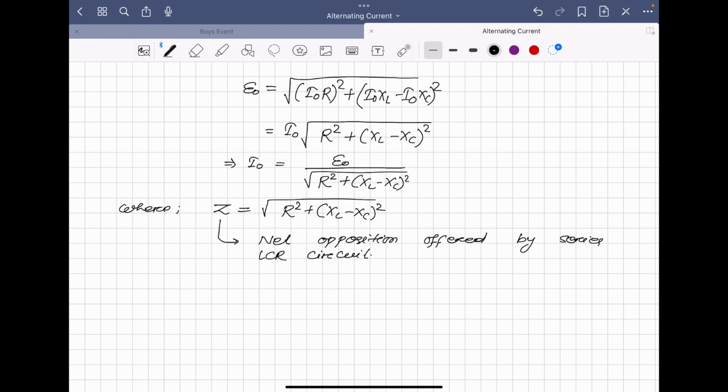This is all about the lecture. In the next lecture, we will discuss the resonant frequency and impedance triangle of LCR series circuit.